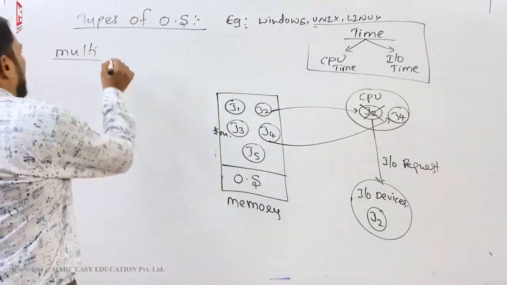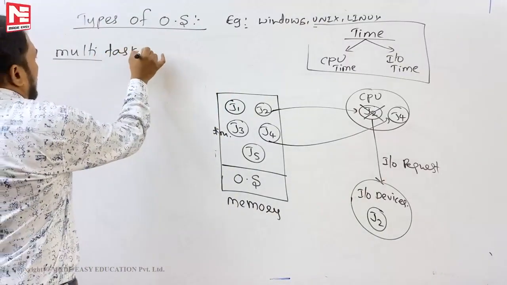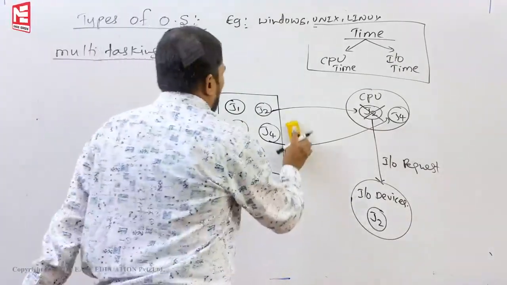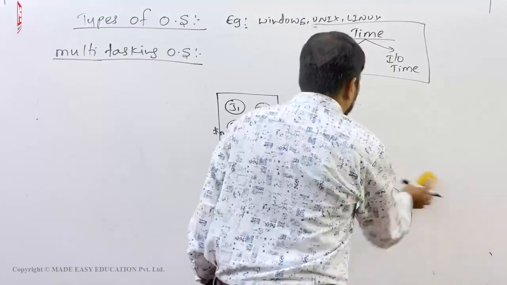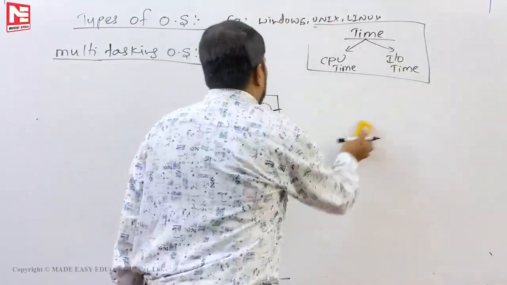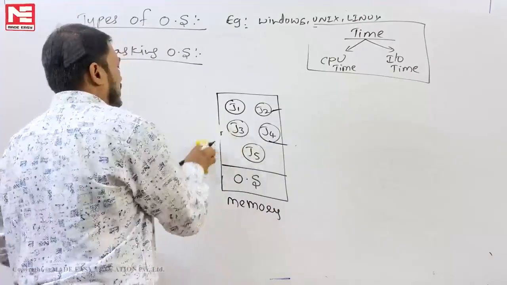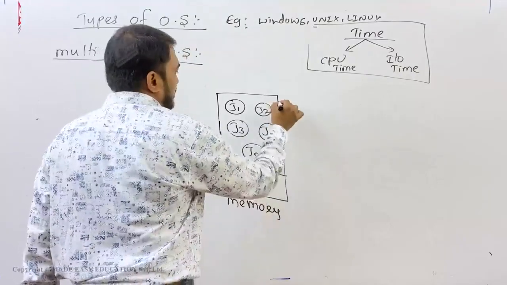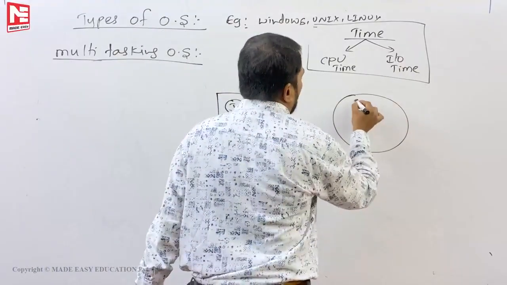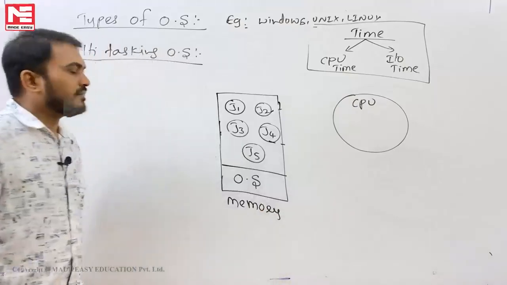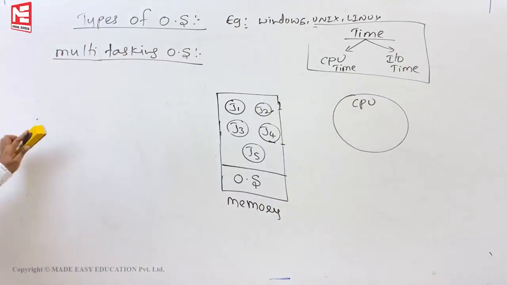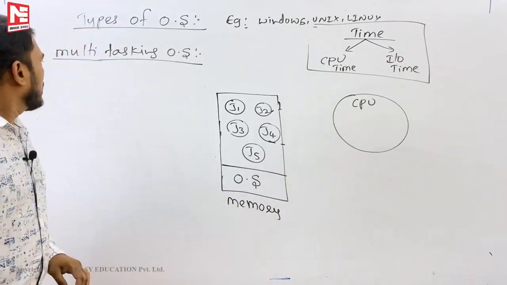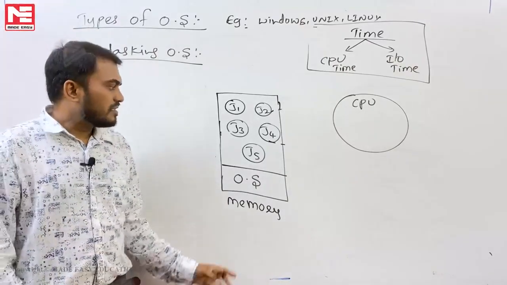The next type of operating system is the multitasking operating system. So keep the heading multitasking operating system and copy this diagram. Copy this diagram. Next, multitasking operating system. Just copy this diagram.